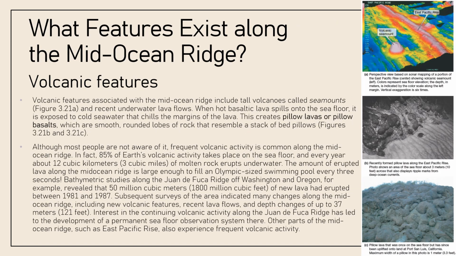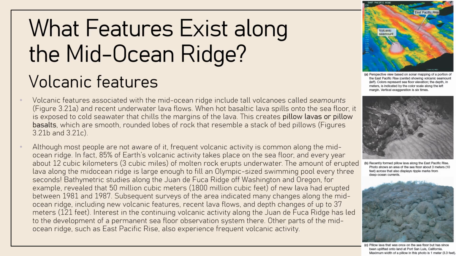So what are the features we have along the mid-oceanic ridge? Like we said, we have volcanic features. On the figure on the right, we can see the East Pacific Rise based on sonar mapping, a portion of the East Pacific Rise showing a volcanic seamount on the left.